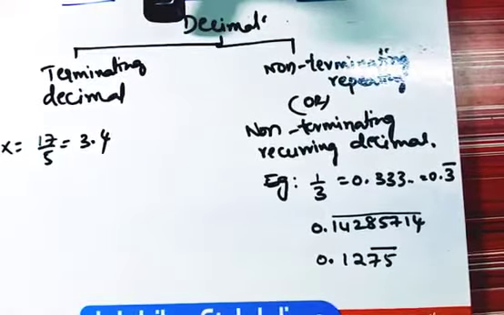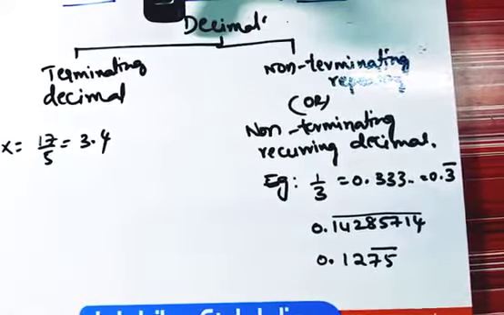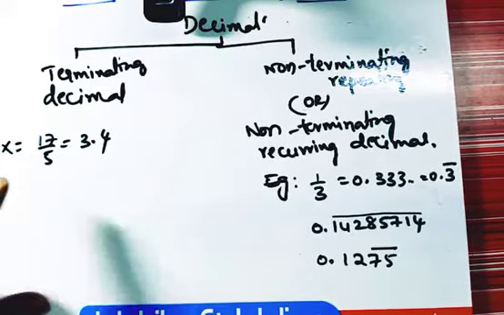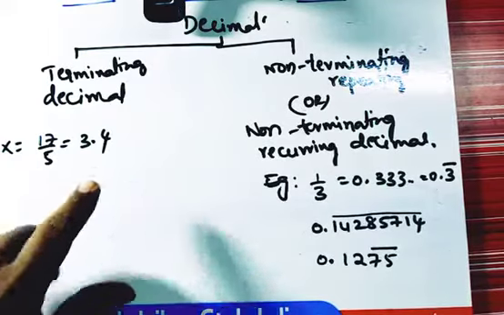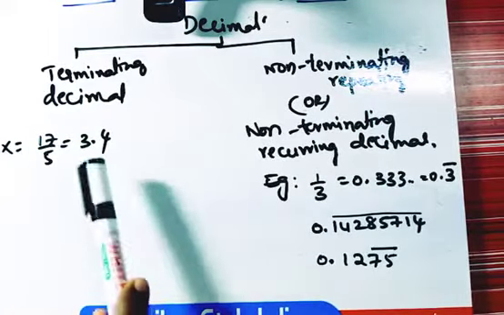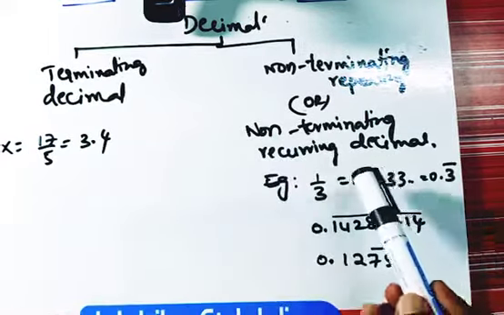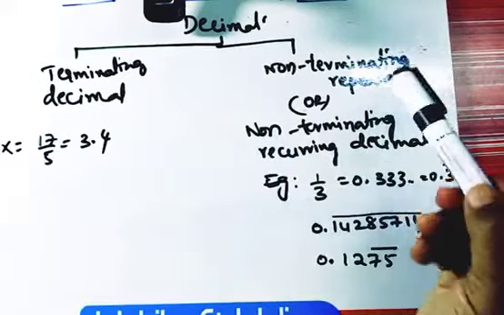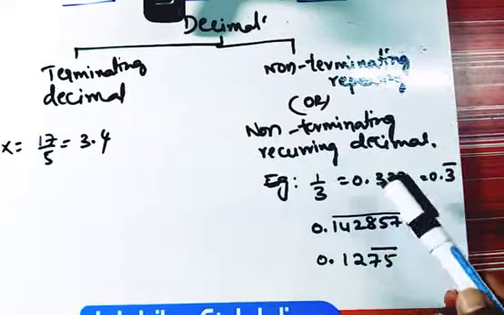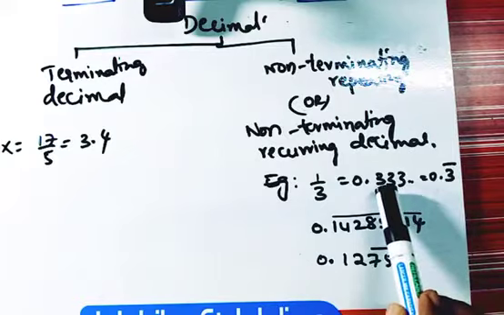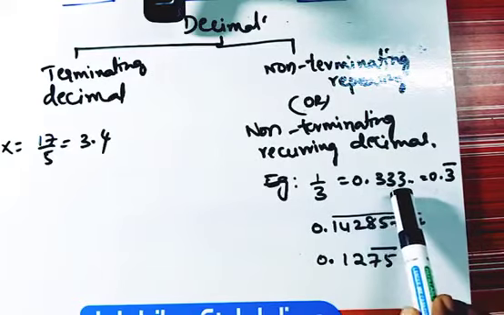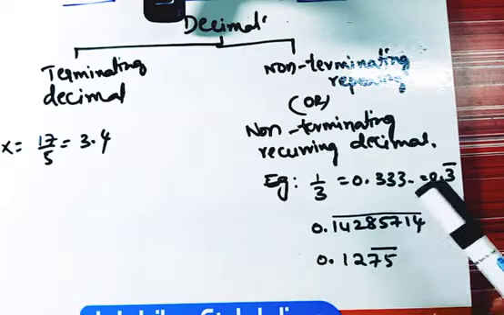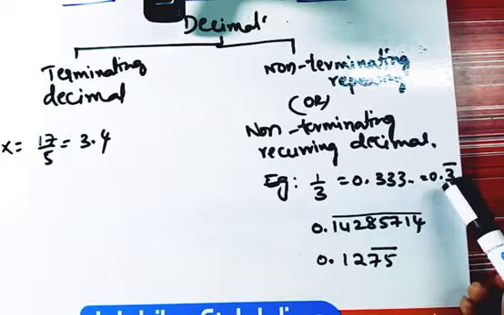Here we see the chart of the decimal representation. One is a terminating decimal, the next one is a non-terminating repeating decimal. In this, 17 by 5 is equal to 3.4, which is called a terminating decimal. In the non-terminating repeating or recurring decimal, there is no end for the quotient part. The decimal part is repeating continuously, so we write it using the bar.